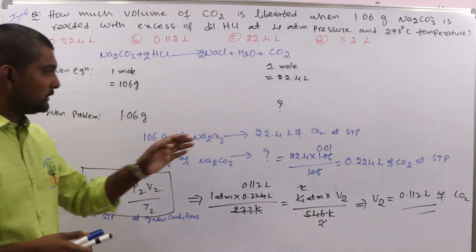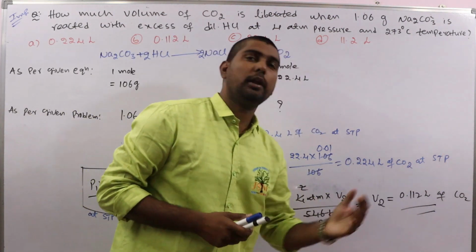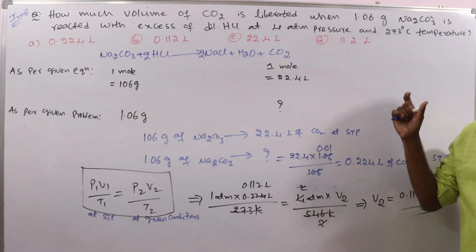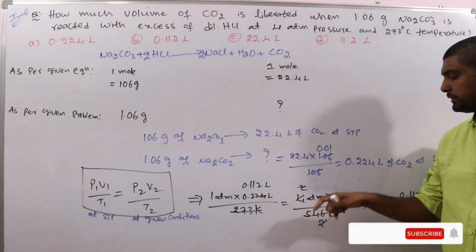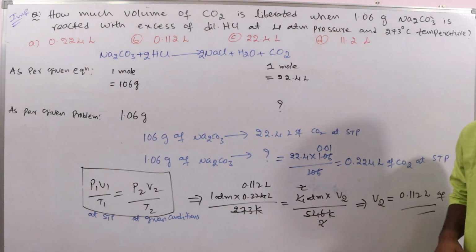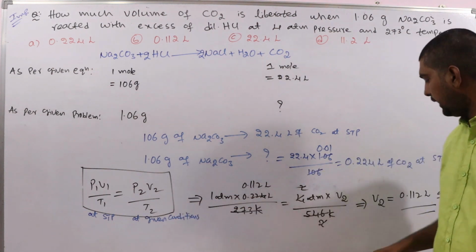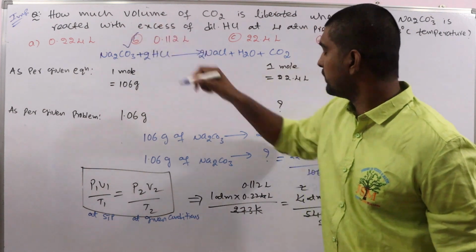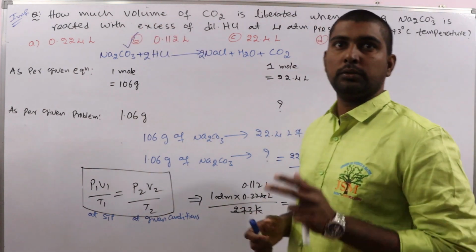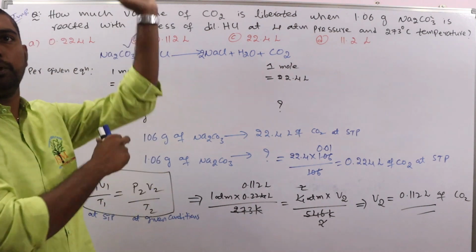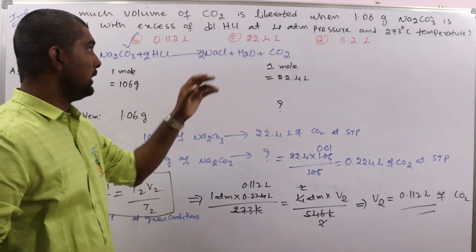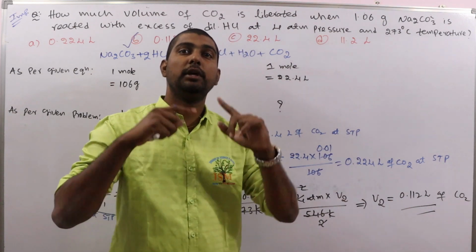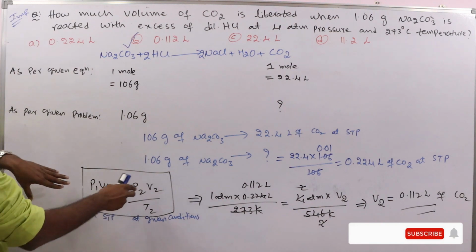So at STP condition it is 0.224 liter of CO2, but that is not our answer. They ask you to calculate the volume of CO2 liberated at 4 atmosphere pressure and 546 Kelvin. That's why we used this formula and got the answer as 0.112 liter of CO2. Okay, clear? You should be very, very careful. Depending upon the given problem, if other conditions are not provided, we should stop here, and this is the final answer. But if they give other conditions, use this formula.